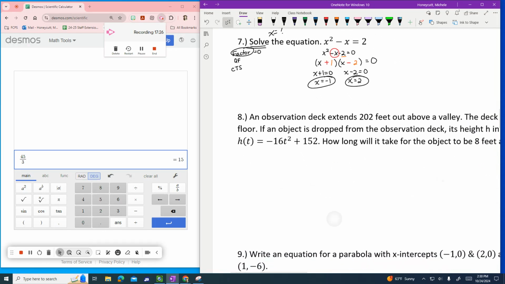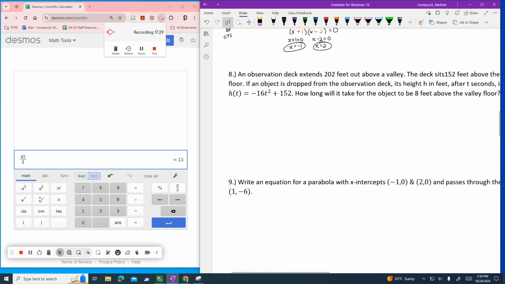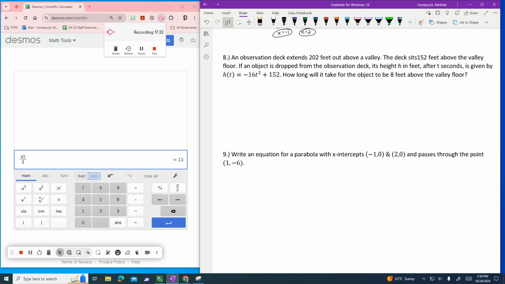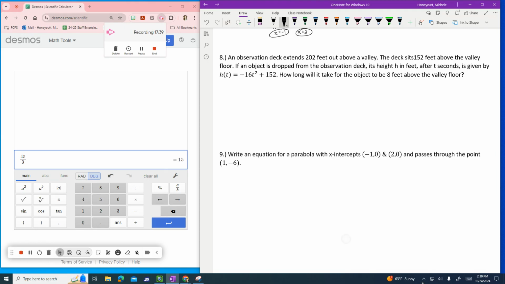Number 8 is a word problem. So we want to read it and make sure we understand it. Sometimes word problems have extra information that we don't need. So what I like to do is read the last sentence first before I read the other ones, because usually the last sentence is the sentence that tells you what to do.